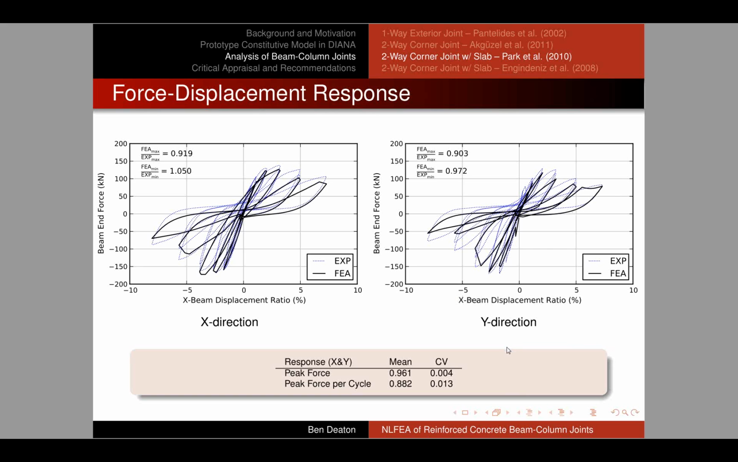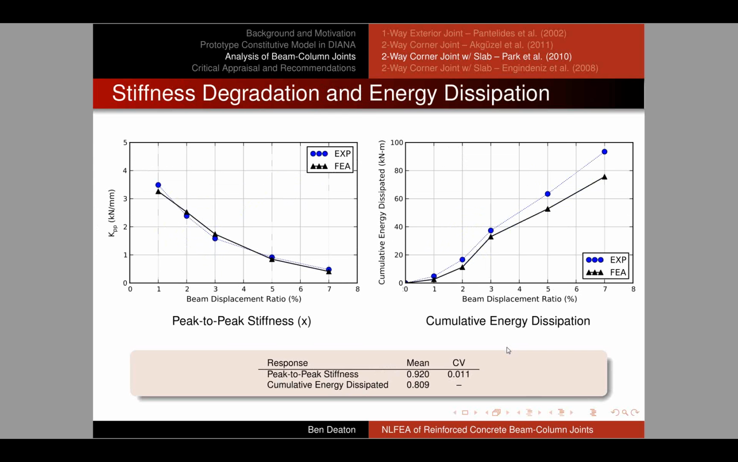The peak capacity in each direction was predicted within 4%, and very good agreement in later cycles. You can see that we achieved a highly pinched response, which is what the experiment indicated, and good agreement. In terms of the stiffness degradation, which I have shown on the left, you can see the peak-to-peak stiffness with increasing beam displacement ratio. Again, very close agreement. So the model under increasing cycles can predict the way the stiffness of the system decreases.